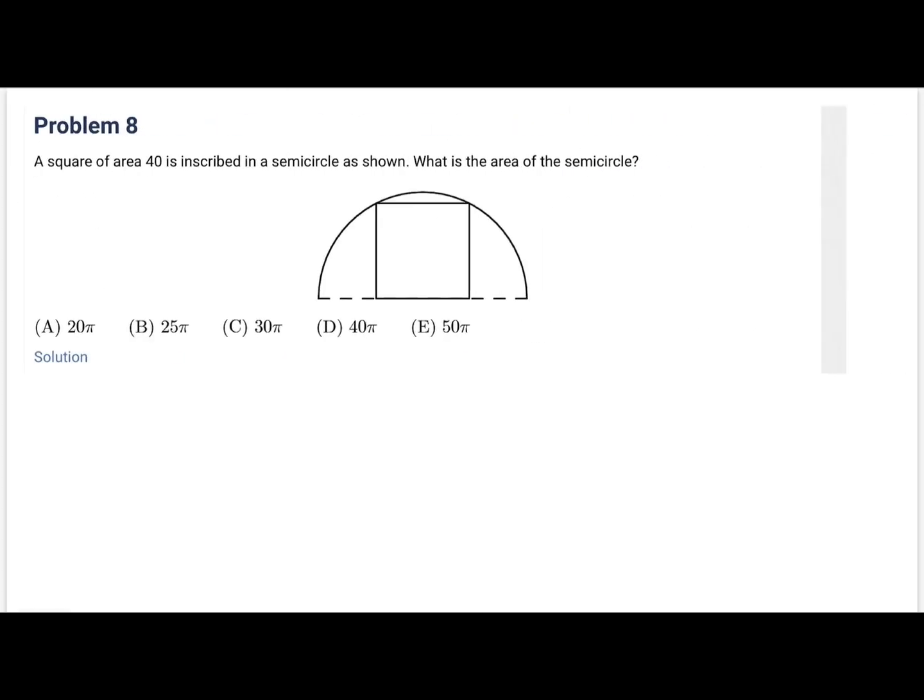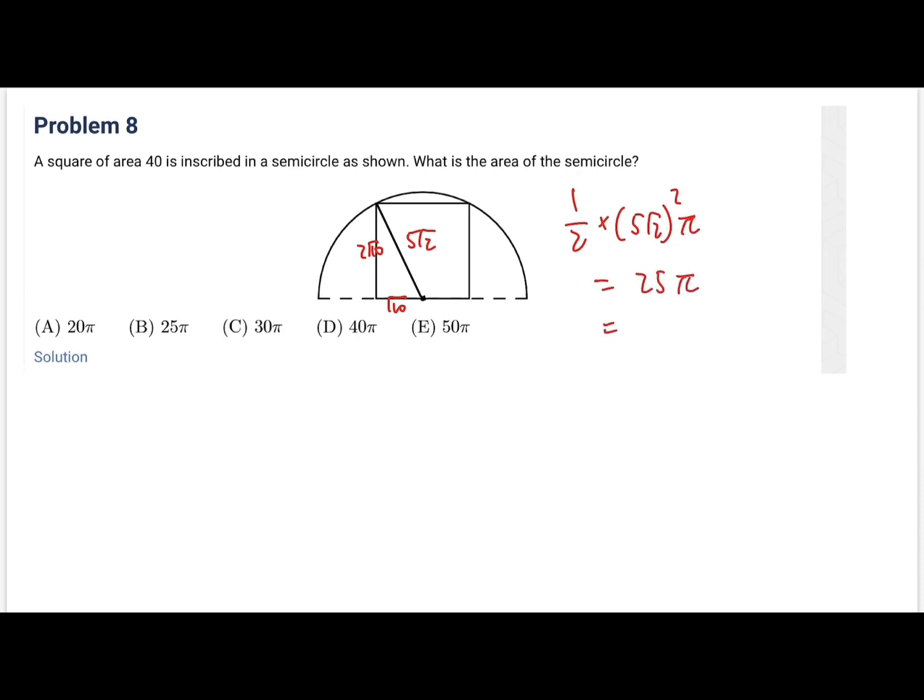Problem 8, what's the area of the semicircle? So we're trying to get the area of this whole thing, but the square's area is 40, so this side is 2 root 10, and this is 2 root 10. That means that if we put a line from the center to here, just like this, then this will have root 10, and then 2, and then 1 to 2 to root 5, so it's 5 root 2. Area of the semicircle is 1/2 times (5 root 2) squared times pi. This is 25 pi.